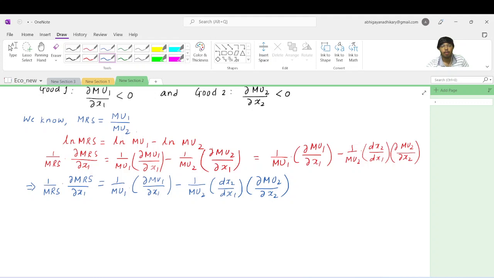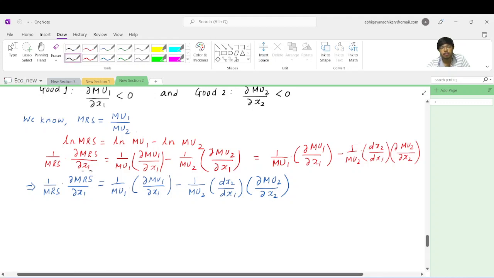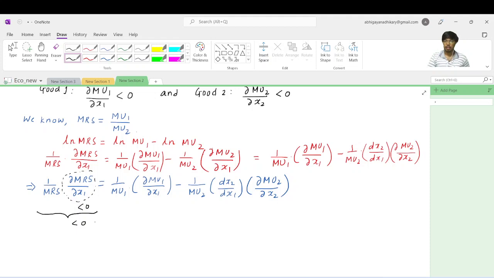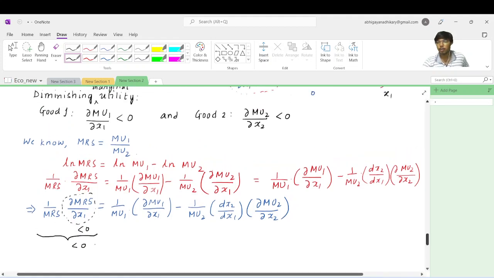Now basically we want to ensure that this part is negative, that means essentially the right hand side is negative. So what should be the condition on the right side? This is what we want to understand. So let us have a look at the options once more.